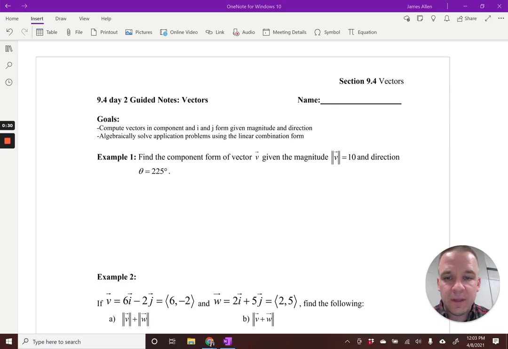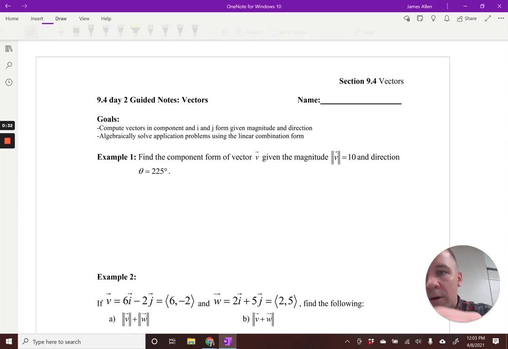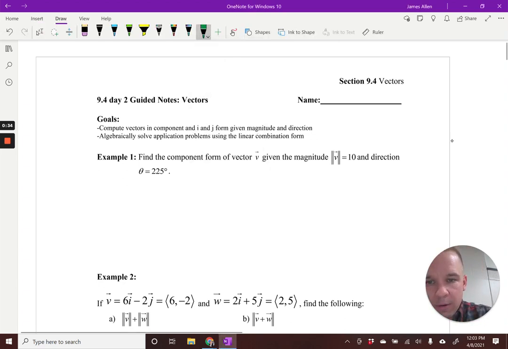First one, find the component form. So that would be our, let me get a marker up here. That'd be our A comma B of the vector V given the magnitude being 10 and the direction being 225. Now, some of us are visual. Some of us like to go the algebraic approach. We're going to show you both. All right, or I'm going to show you both.